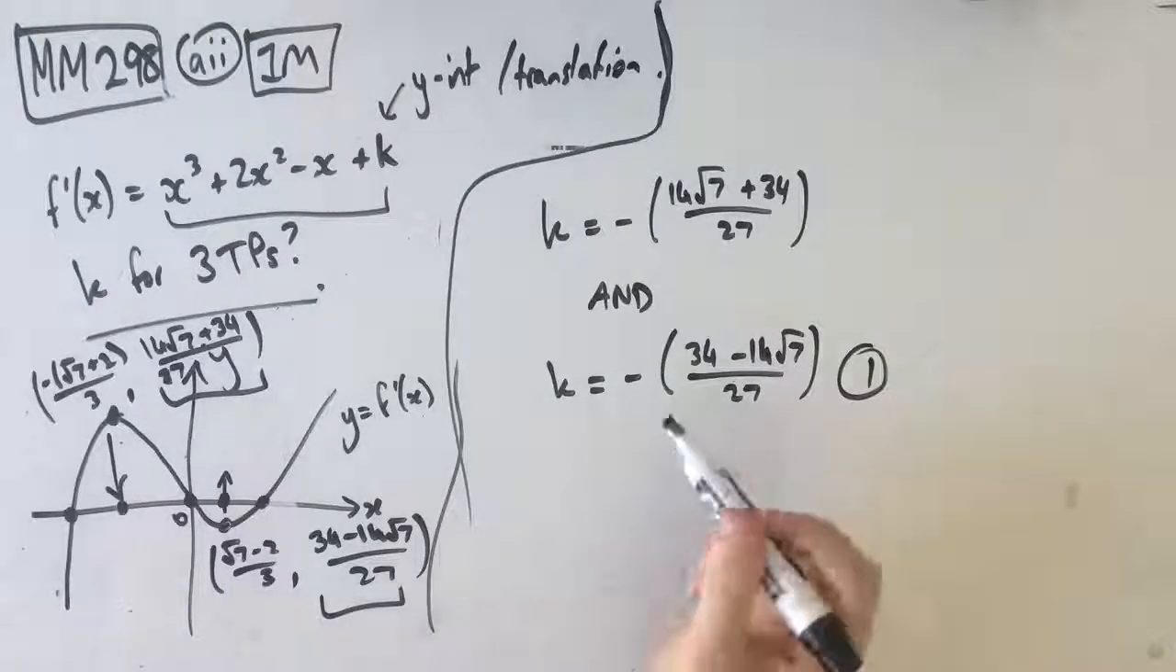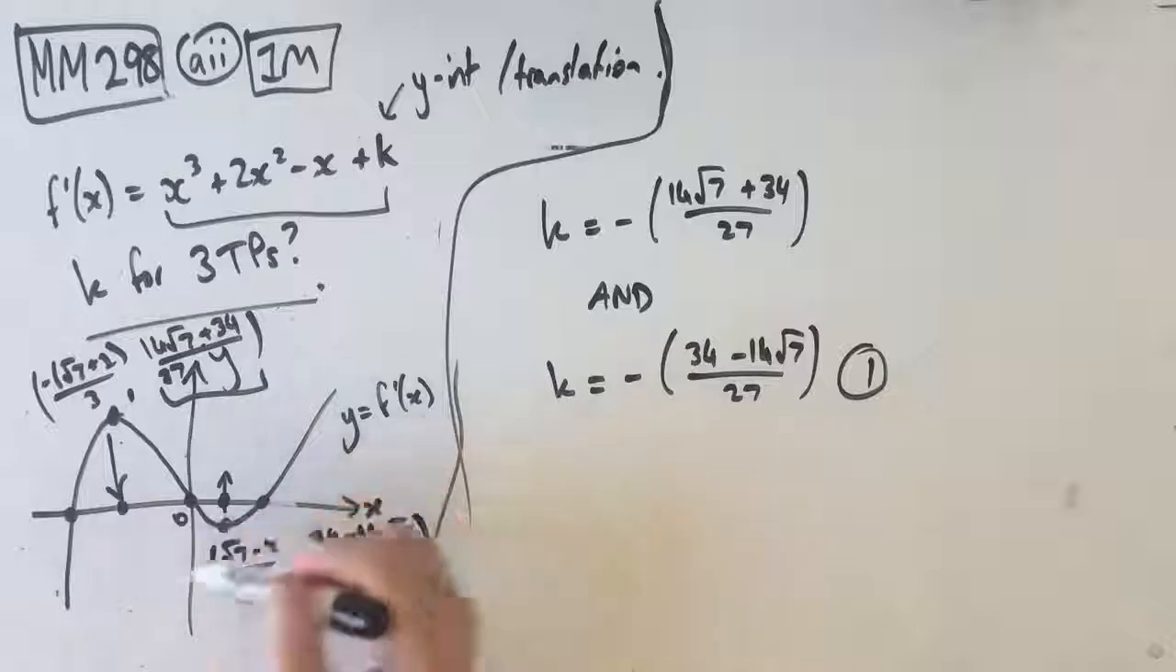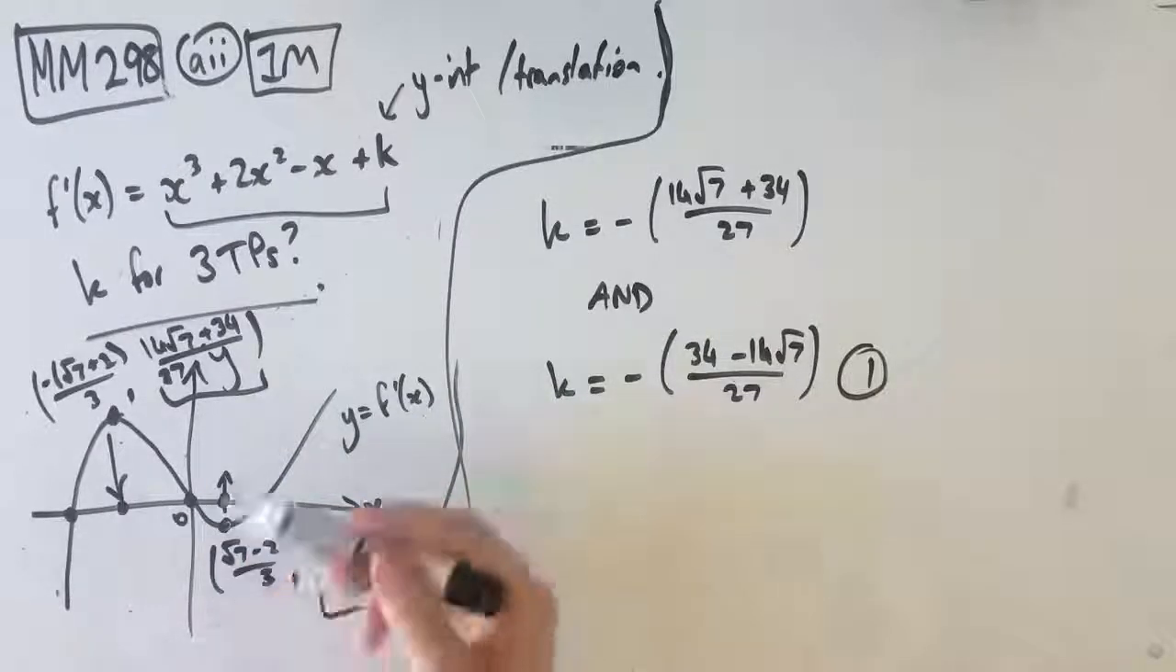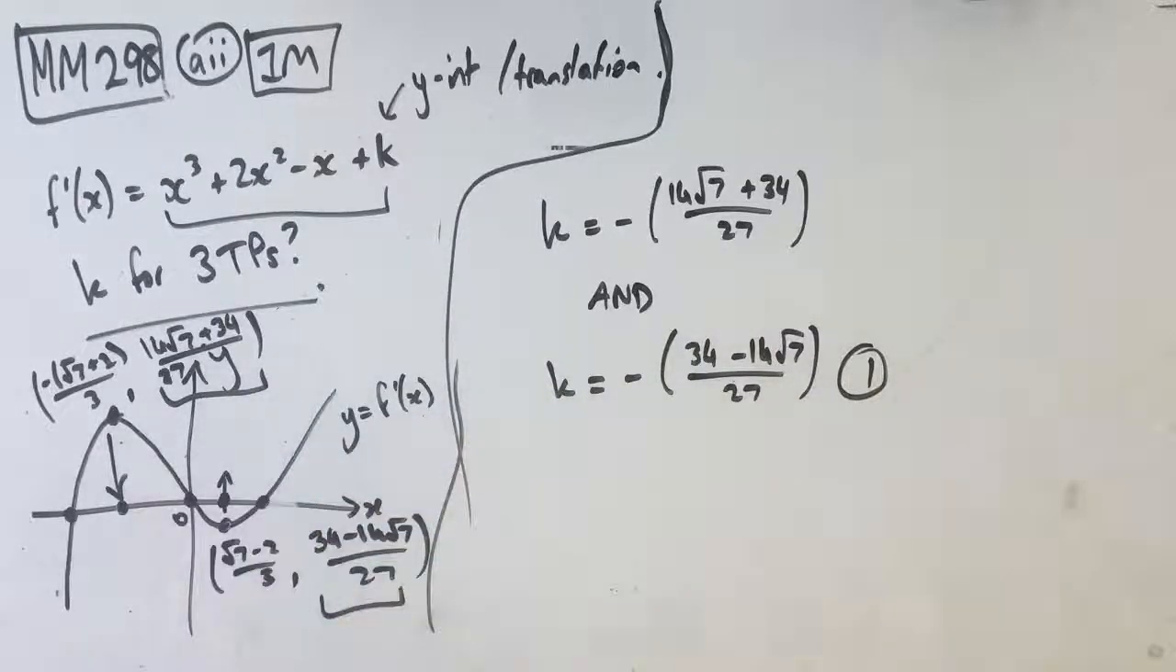We really just have to recognize here that we want 2 x-intercepts on the derivative function, which means 2 turning points on the original function. That's awesome. So let's move on to the next part.